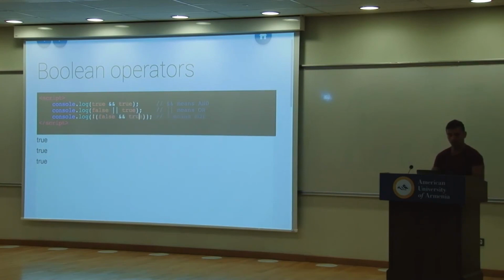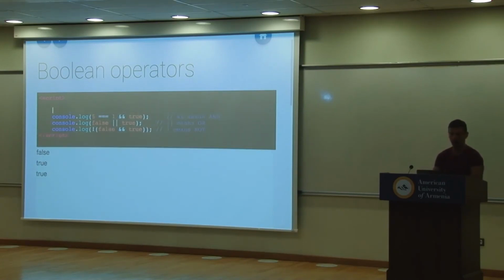Okay, now, you remember those comparison operators that we had? Well, those return Boolean values. Like 5 is equal to 1 will return a Boolean value. Is this true? Is 5 equal to 1? Yes or no? Well, we know that it's no, right? So this turns into false. And false and true gives you false. That's how that works.